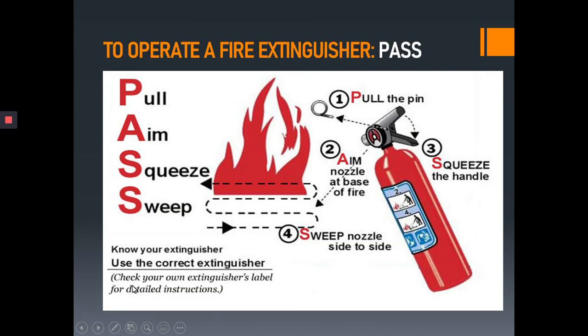Okay, and then we also have here how to operate a fire extinguisher. We have the acronym PASS. So it also has a meaning. P means pull the pin. Then A, aim nozzle at the base of the fire, not on the top of the fire, but on the base of the fire. S for squeeze the handle, and S is to sweep the nozzle from side to side. So that's how you operate the fire extinguisher.